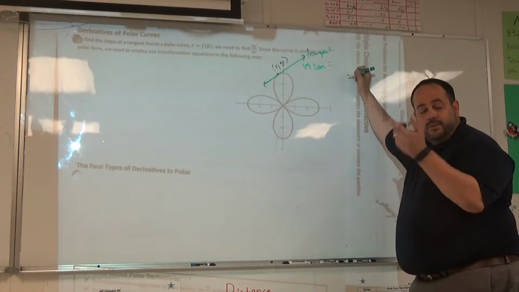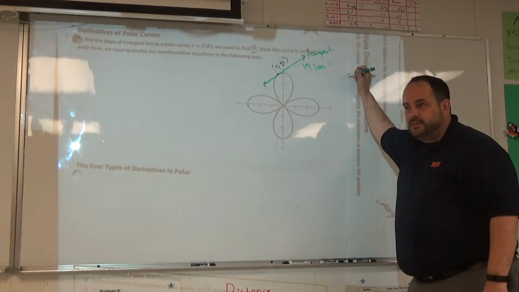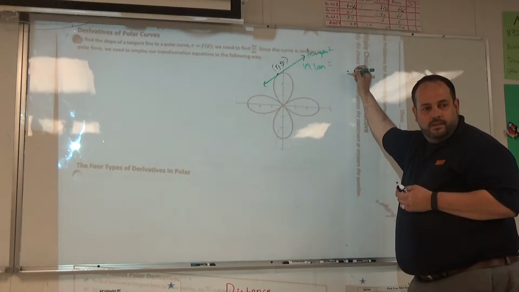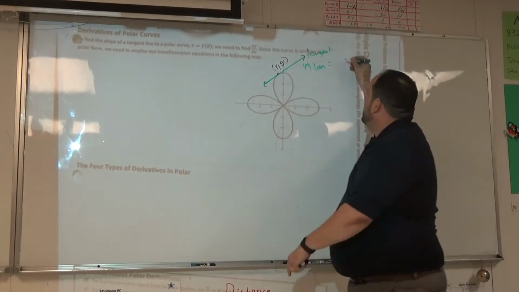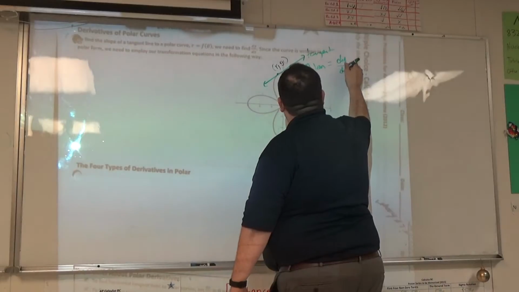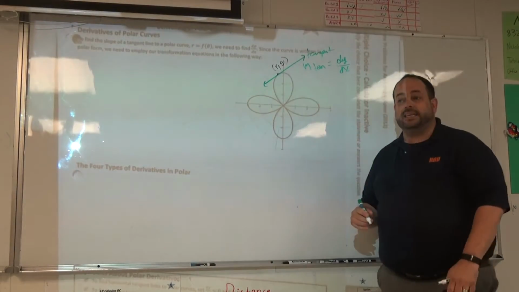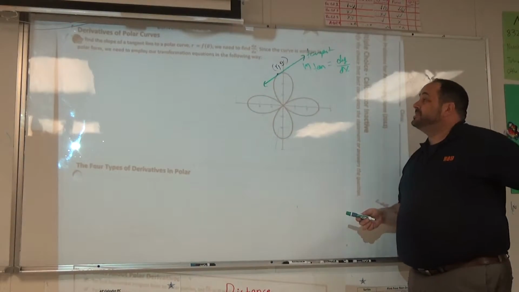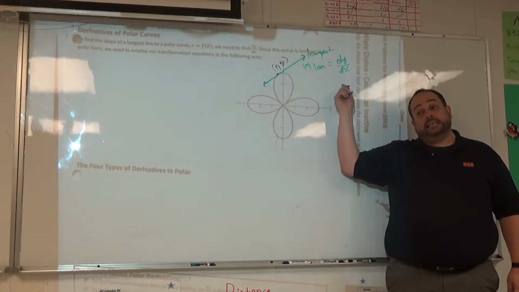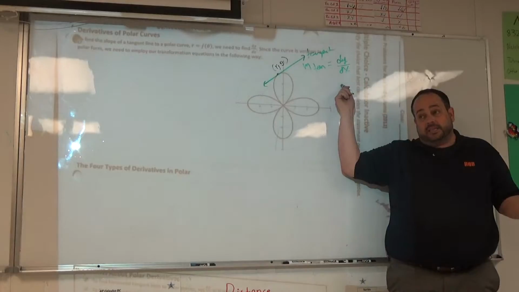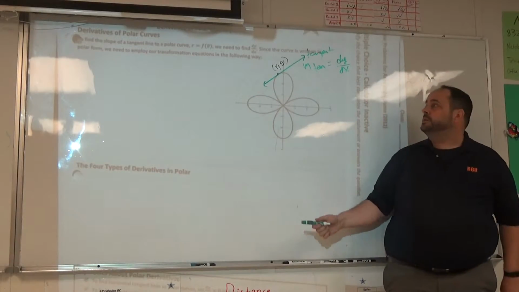You guys have known forever and a day the way we find the slope of a tangent line in calculus class. It's not just y over x though, it's the change in y, the instantaneous change in y over the instantaneous change in x. Now here's the problem. In rectangular, this is easy, right? It's easy at this point for us. We have all these derivative rules.